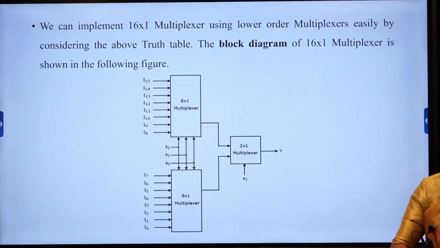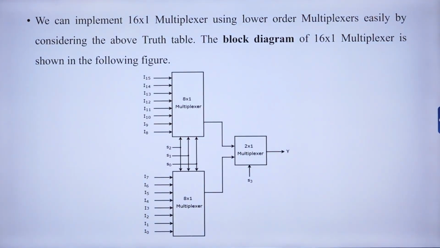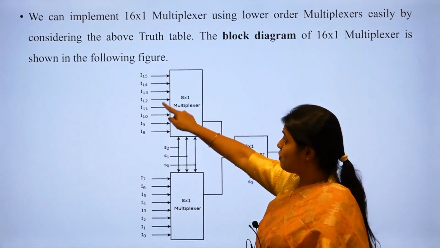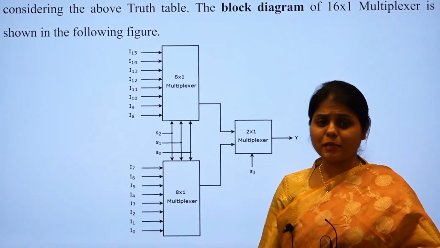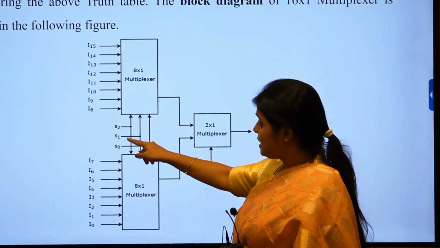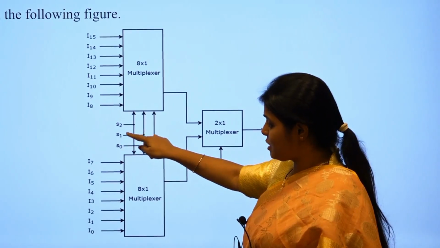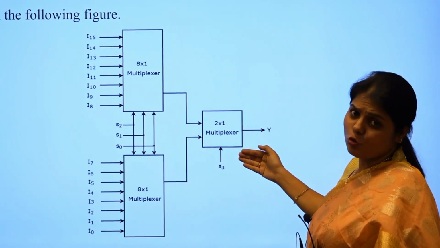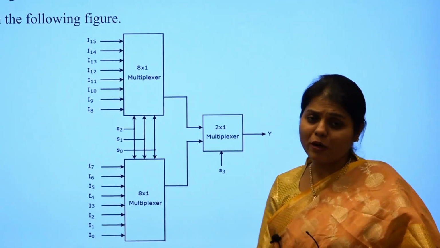Now when you look at this block diagram, we have two 8 by 1 multiplexers. One 8 by 1 multiplexer will take inputs from I0 to I7, and the upper 8 by 1 multiplexer will take the inputs from I8 to I15. So for the 16 by 1 multiplexer, I have 4 select inputs. Of those, 3 select inputs I will take in common for both of these, termed S0, S1 and S2. And for the outputs, I have 2 outputs, hence I am taking a 2 by 1 multiplexer, and the fourth select input S3, I am giving as input to this 2 by 1 multiplexer.